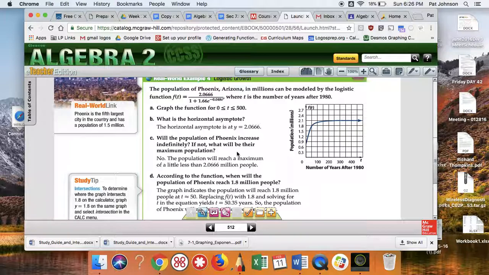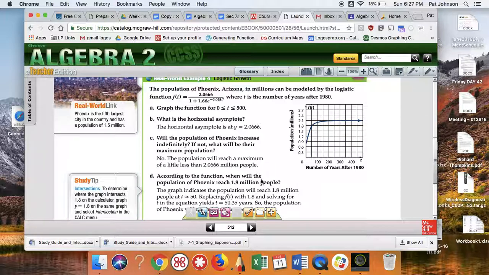So will the population increase indefinitely? If not, what will be their maximum population? No, because of this horizontal asymptote in this function, it's probably going to top out at about 2.0666 million people. A little less than that is what it will reach as its maximum.